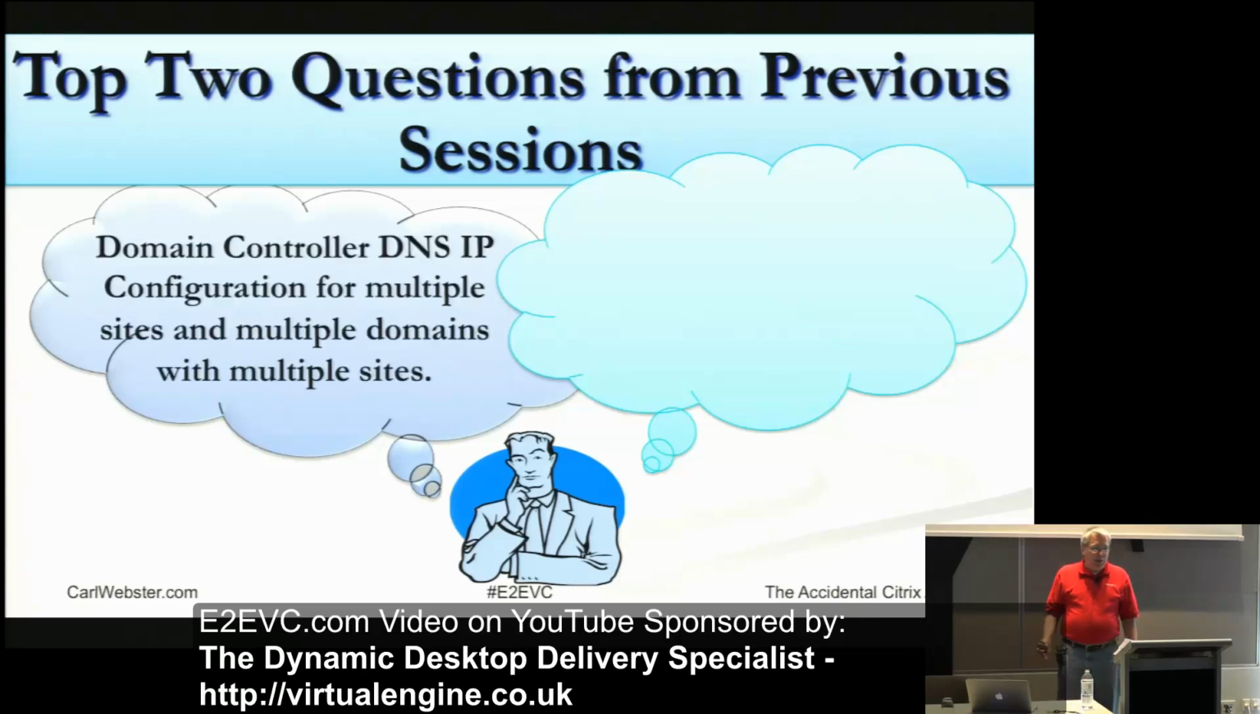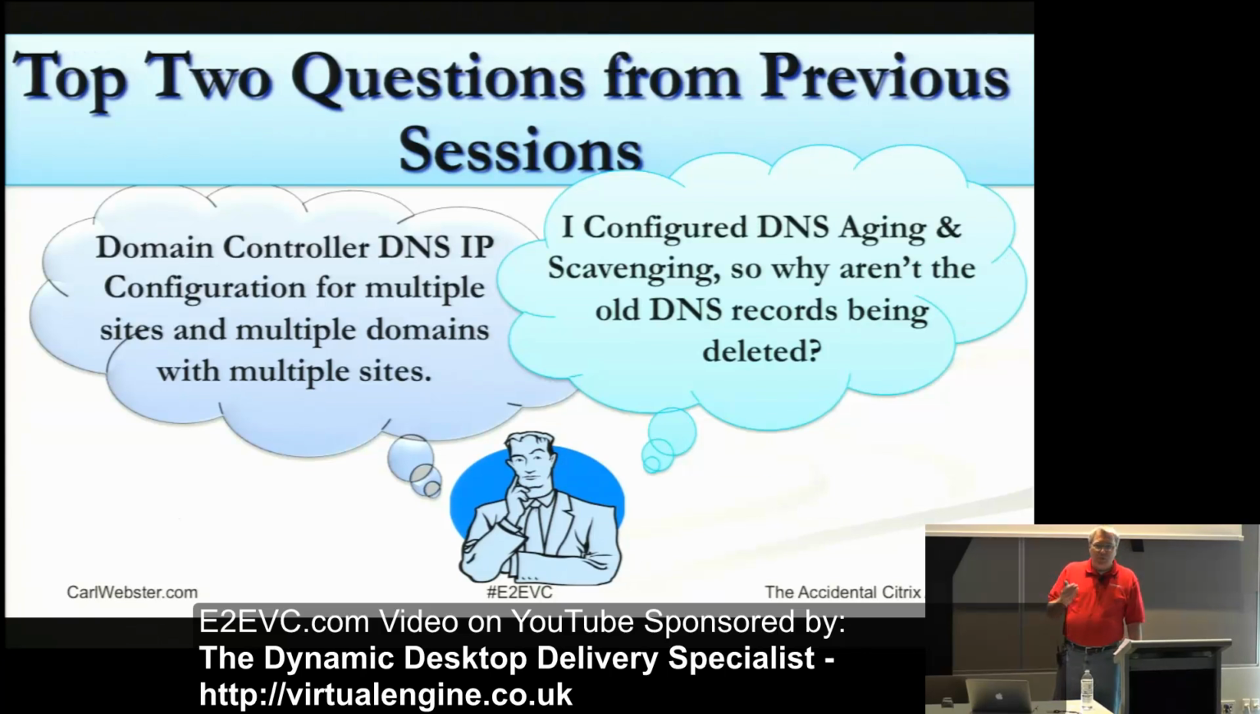And we use Microsoft's and other vendors' Active Directory design guidelines. Now, from last year's sessions, I kept getting the same questions over and over. So the top two questions are, hey, last year you covered a single domain, single site configuration. Well, what do we do if we have a single domain with multiple sites? Or what if we have multiple domains with multiple sites? What are some recommendations for how we should configure all the domain controller IP configuration settings?